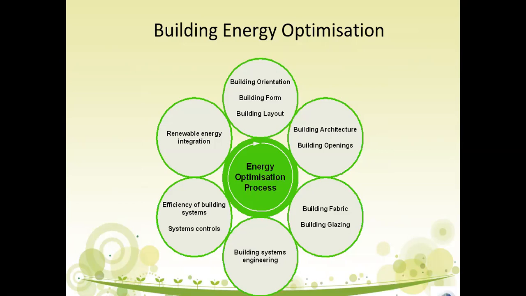So you would start basically here with the building orientation layout, then you get to look at architecture openings, and then what impact your glazing and fabric are having, and then your MNE, your building system parts, and then you look at efficiency of your whole building and what kind of system controls you can implement to improve energy. It is only then that you are going to go for PV or a wind turbine.